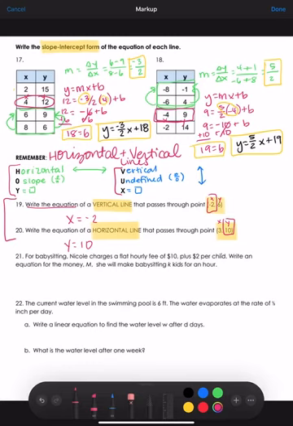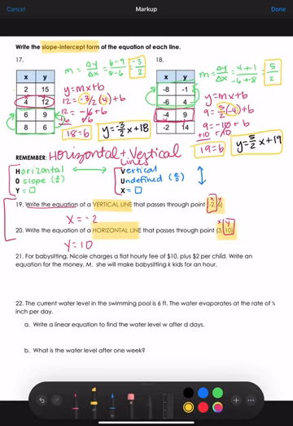So these are our last two problems. They are both word problems. So we did a few of these in class and for homework last night. So we're going to be trying to write the equation of a line given these situations. So, as always, I'm just going to read and try and figure out what's going on first before I dive into the math. So 21 says, for babysitting, Nicole charges a flat hourly fee of $10 plus $2 per child. Write an equation for the money M she will make babysitting K kids, K is your variable, kids, for an hour.